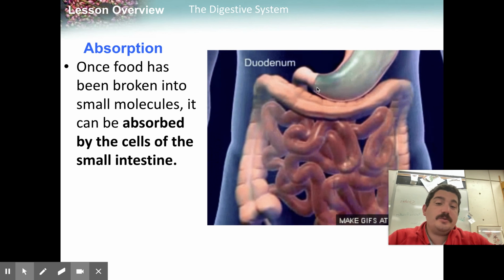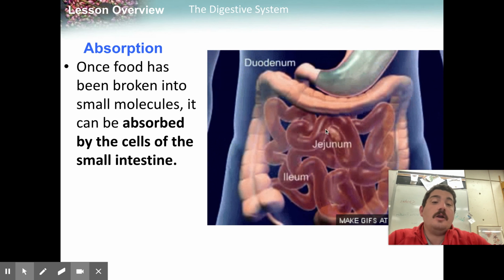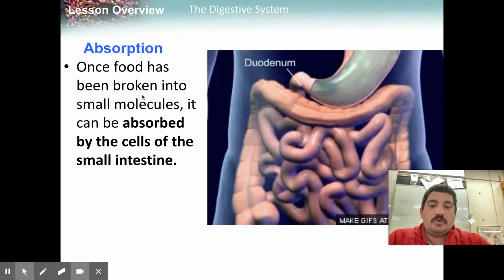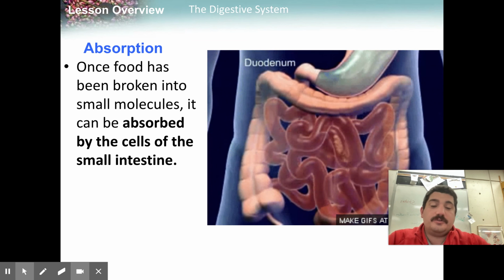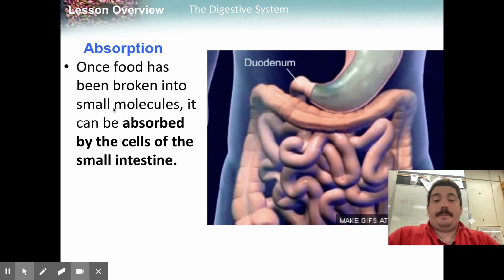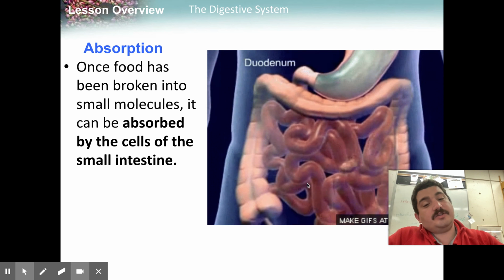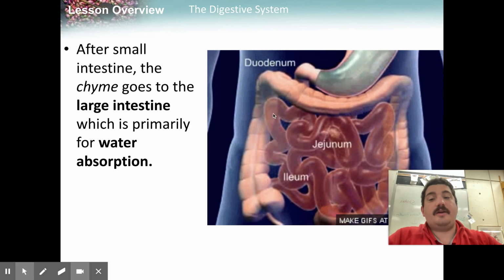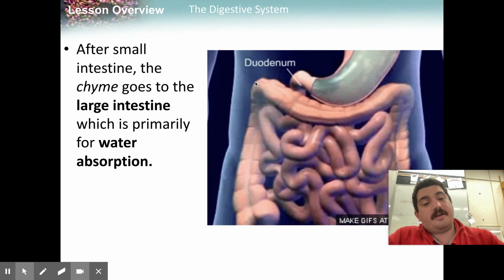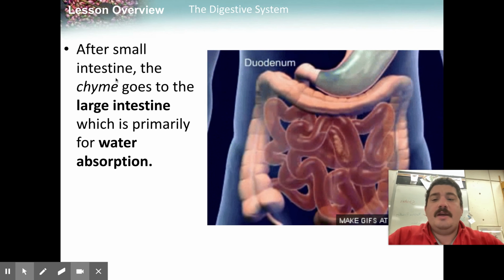But absorption, right? Once we have that stuff small enough, it goes into our small intestine here, which is where your body starts to absorb all those food particles, those nutrients, those macromolecules, into the bloodstream. So it gets absorbed by the cells of the small intestine. And you can see what we have is a bolus, kind of like a ball of food, we refer to it as.